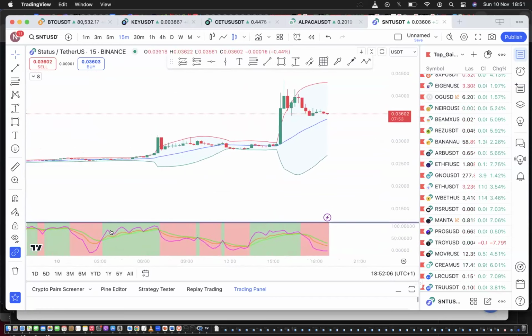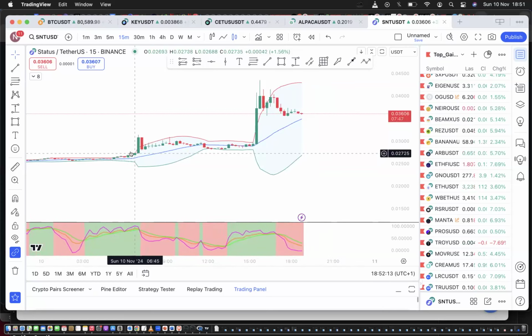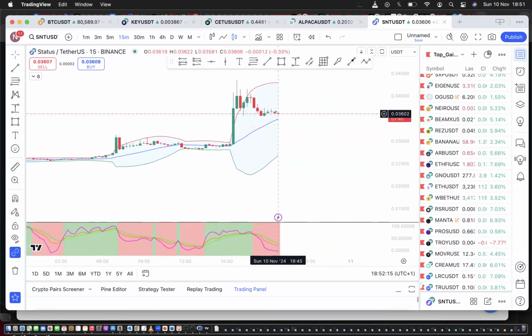Now, look at the last time KDJ crossed here. It gave room for market movement, all right? So this is the rule for you. Right now, price is close to the middle Bollinger Band. You just wait. Then KDJ crossover, all right?